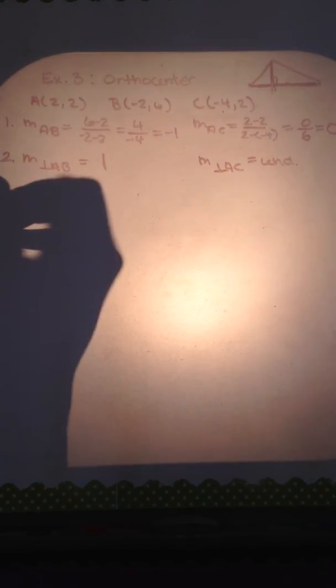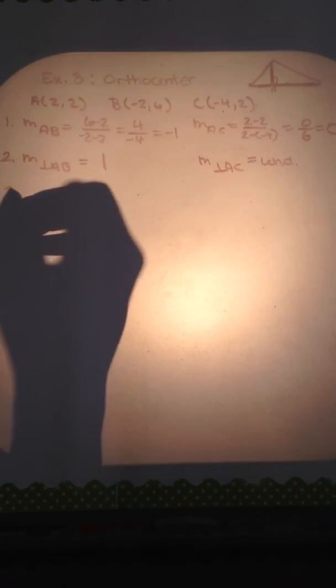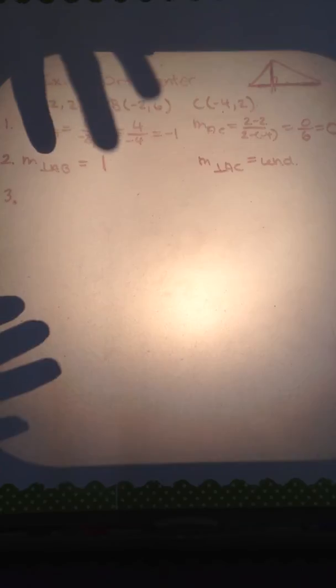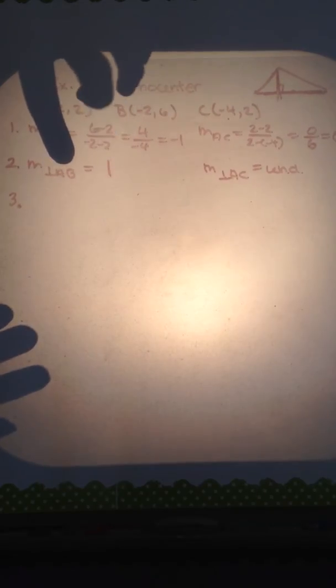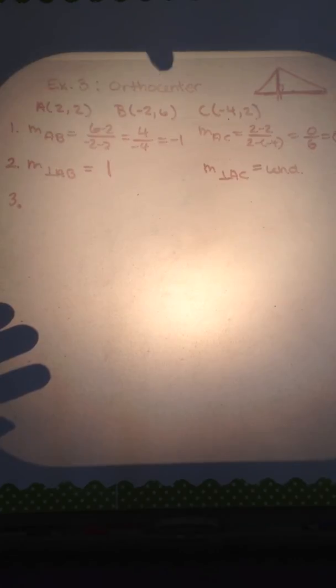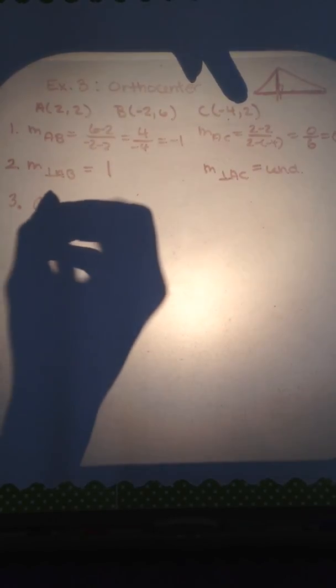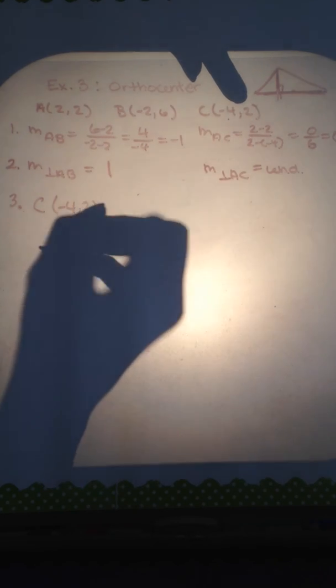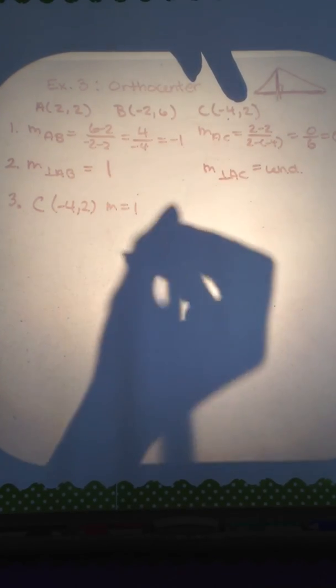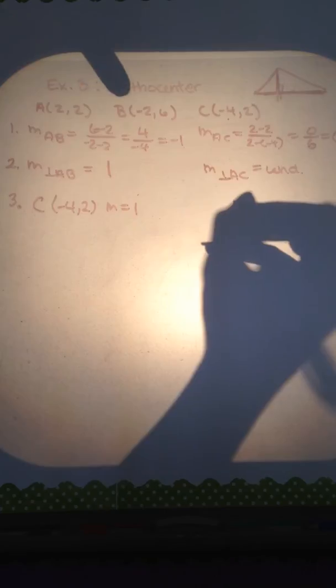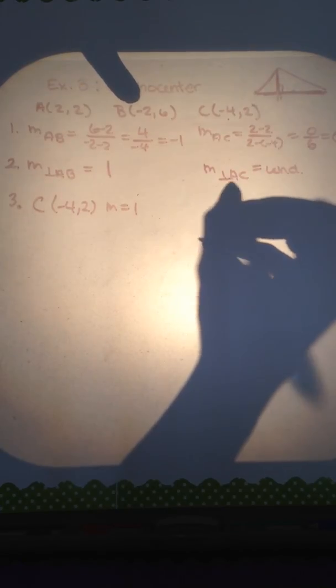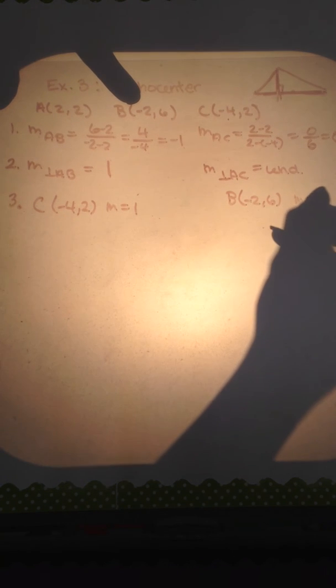Step 3 is to find our equations. Now, just like when we did the medians, we want to use the point that is not in this slope. So if we used AB for the slope, we want to use C for our point because that's the opposite vertex. So I'm going to write my point down and my slope. And for the other one, because AC was what I used for my slope, I'm going to use point B for my equation.